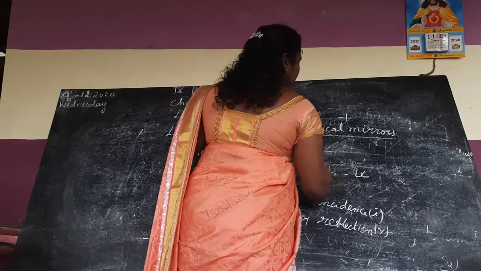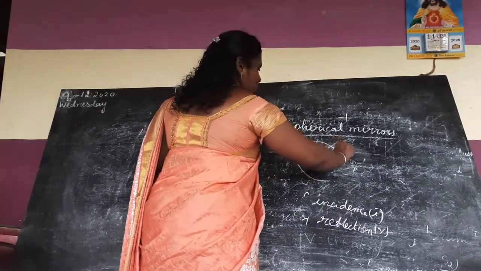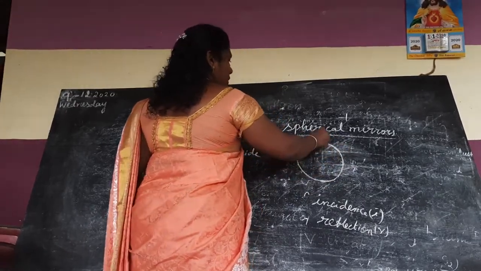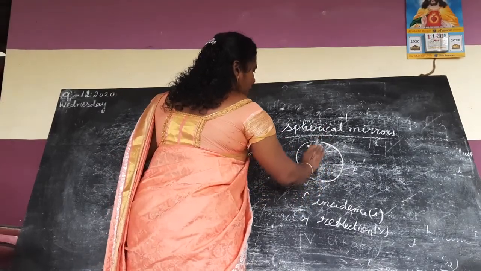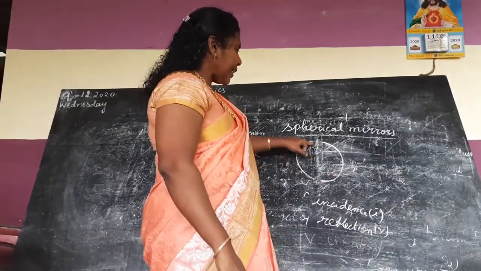So the spherical mirrors, suppose this is the spherical shape. You all know that this is the spherical shape. Now we can take off. Now this side curved inward, and this side curved outward.